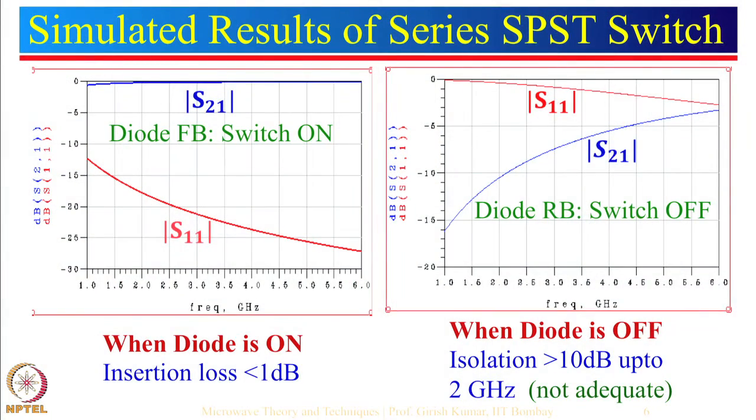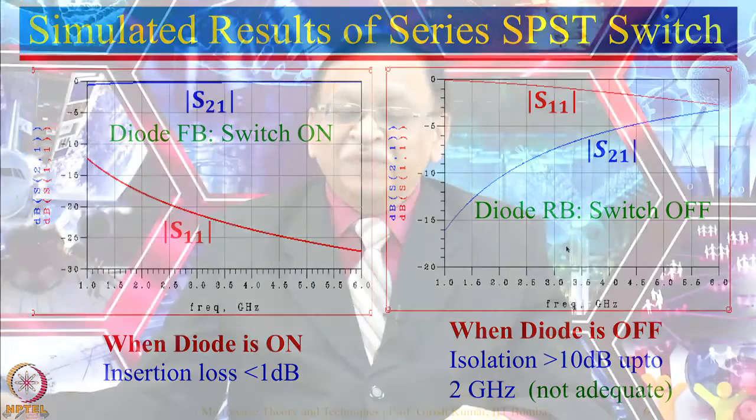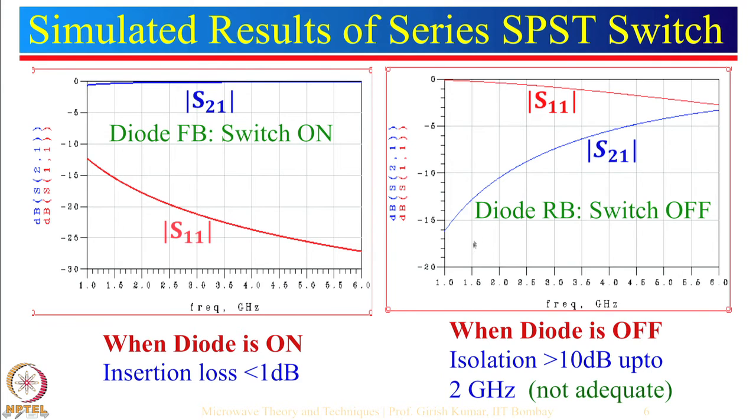Frequency varies from 1 to 6 gigahertz. You can see that isolation is just about minus 16 dB. And as the frequency increases, isolation here is only about minus 10 dB, and here isolation is extremely poor. So this particular configuration is not suitable to provide good isolation. As I have mentioned over here, isolation is just greater than 10 dB up to about 2 gigahertz, which is not adequate. So you should never use this particular configuration.